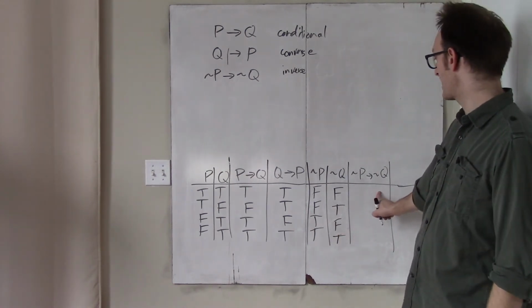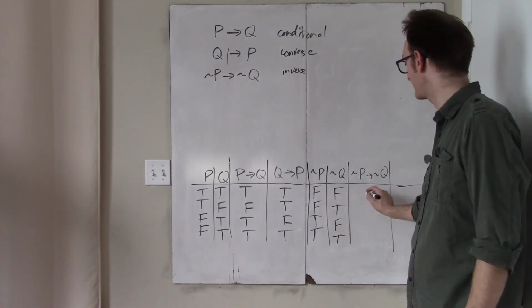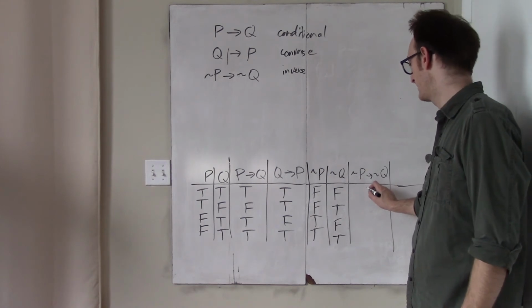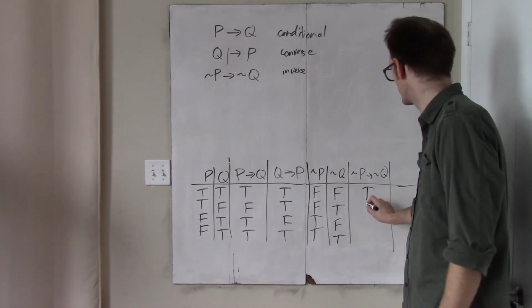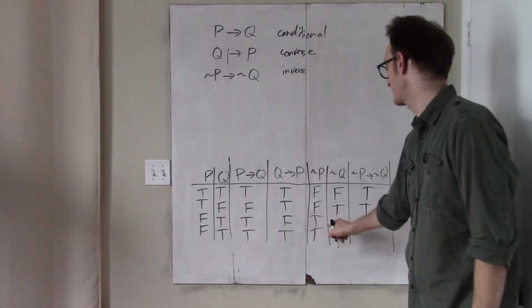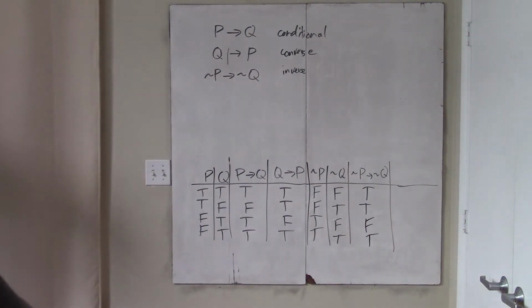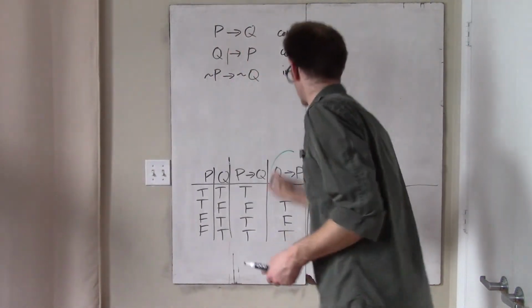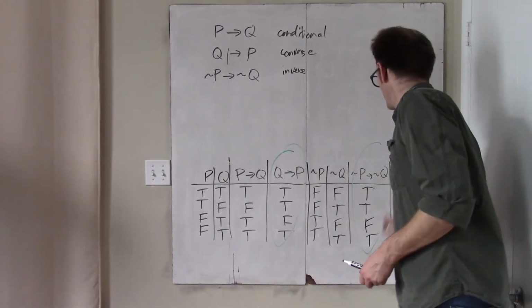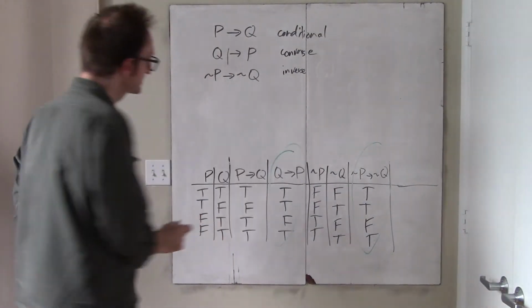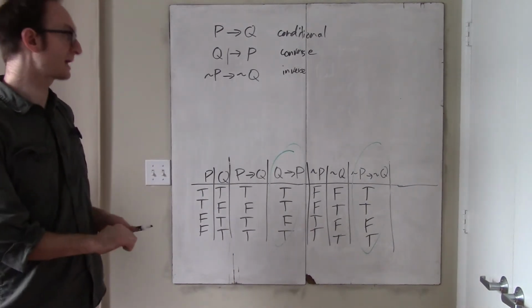And then I'm taking the arrow of these two. Well, false arrow false we've seen already is true. True, true. And then this is the only one that's false. Oh, what have I just discovered? I've just discovered that, in fact, the inverse is logically equivalent to the converse.